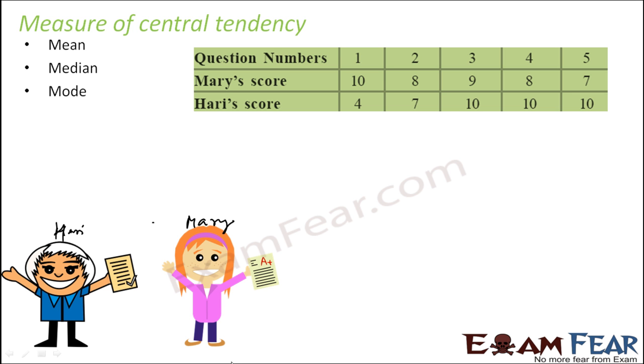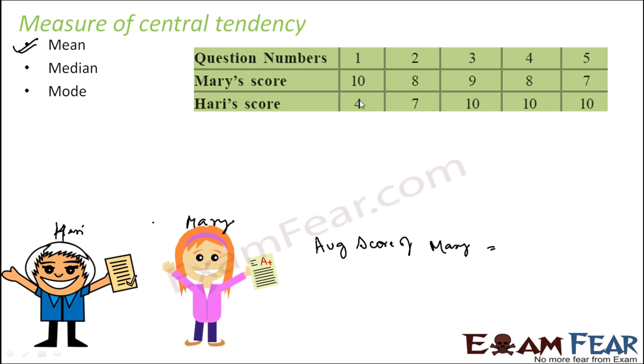How to justify who scored more? In this case we can plot a graph, but I don't think we'll be able to conclude who scored more, right? So if you take the average score of Mary and Hari, that will be the mean here. So let's take the average score of Mary, and I'm talking about mean. Mean is nothing but the average score.